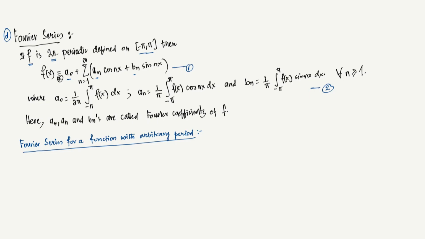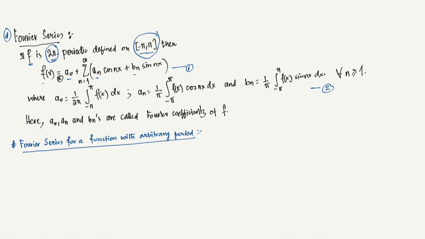Welcome students to this fourth part of lecture 1, and in this part we are going to talk about the Fourier series for a function with arbitrary period. So up till now what did we learn? If we recall, if f is a 2 pi periodic function, defined between minus pi and pi, then you can write f of x as a naught plus the sum of an cosine nx plus bn sin nx, where an's and bn's are the Fourier coefficients, which are given by these formulas. This is what we learned.